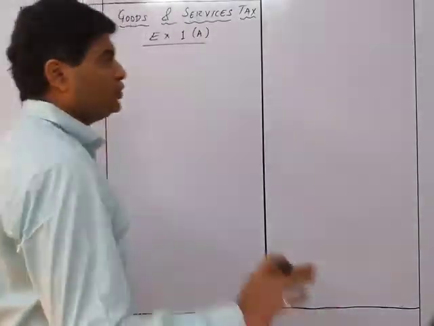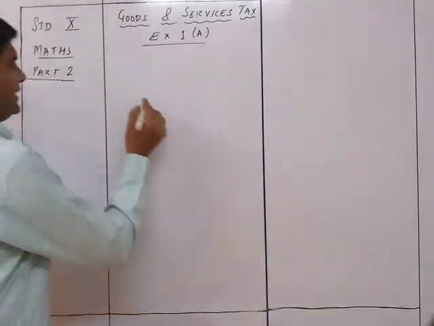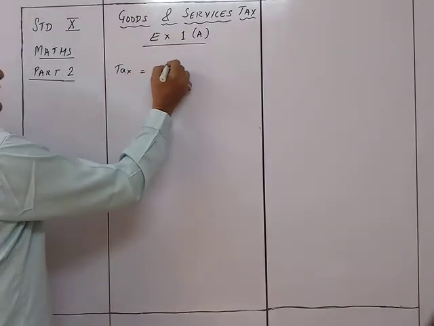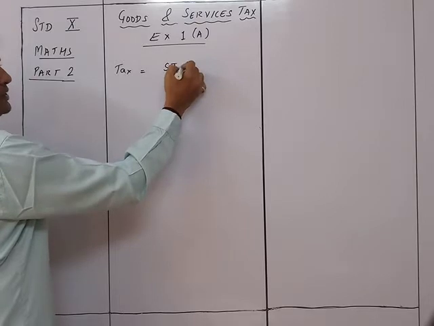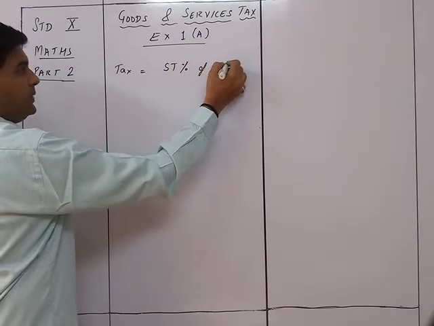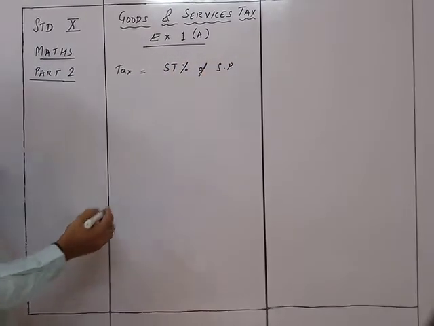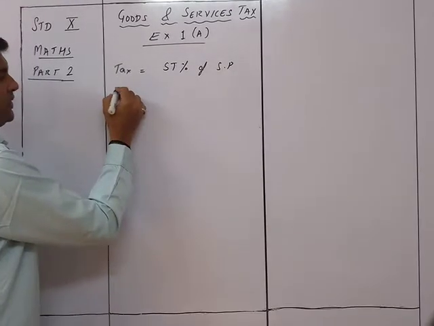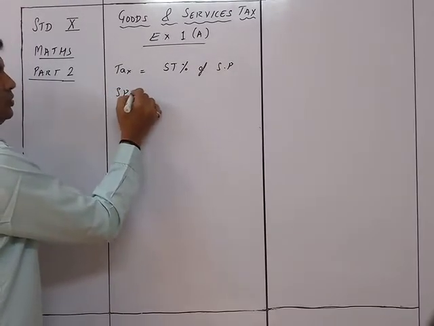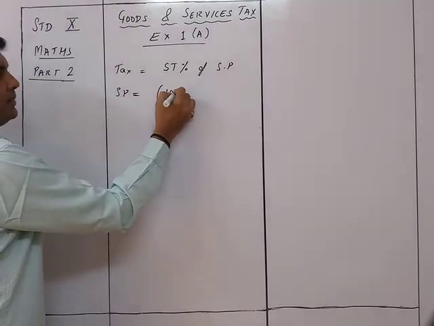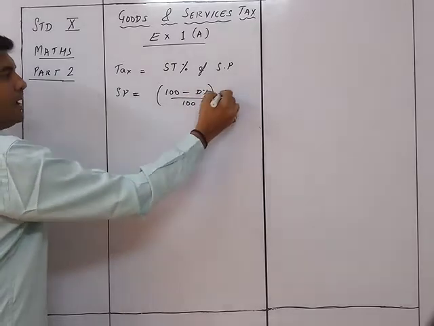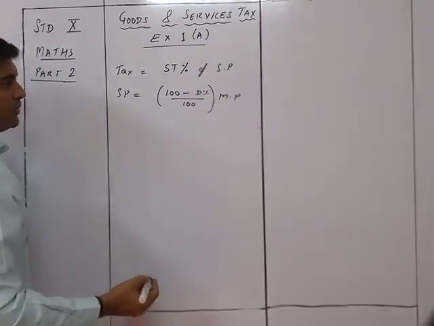So we just use one simple formula, and the formula is over here: tax is equal to ST, that is the sales tax percent of SP. And apart from that, if we talk about the discounts, we can also find that out. So we know that SP is given as (100 minus D percent)/100 into mark price. So that is the mark price over here.